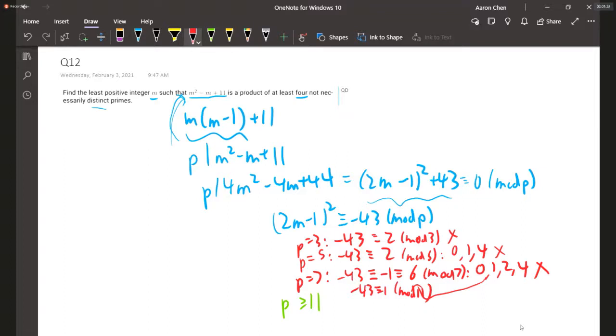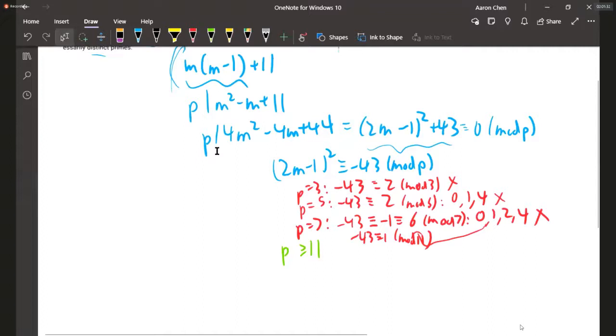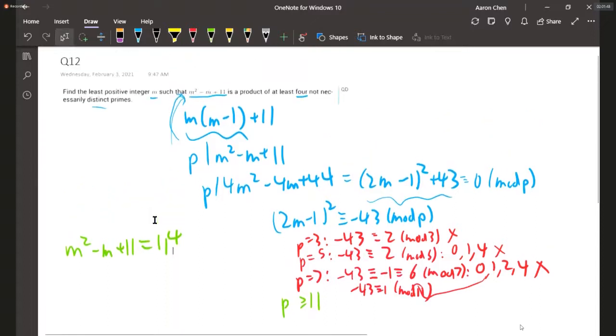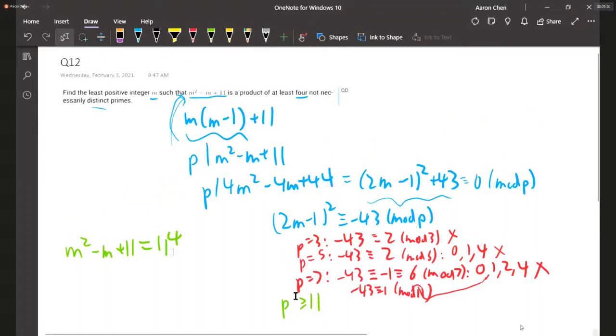And so the smallest possible value we can have for m squared minus m plus 11 is 11 to the 4th. That's because we've now shown that 11 is the smallest possible prime divisor, and it says at least 4, not necessarily distinct, primes.